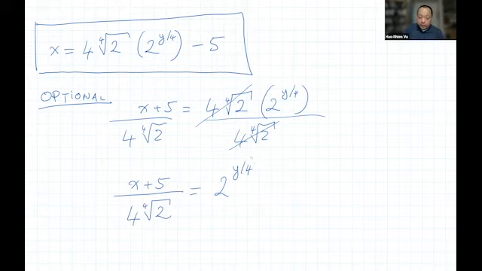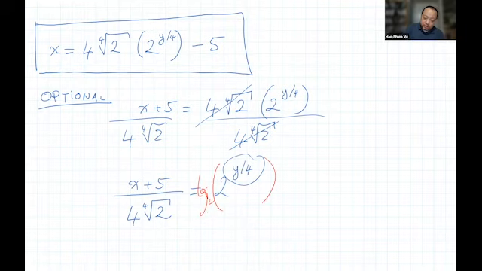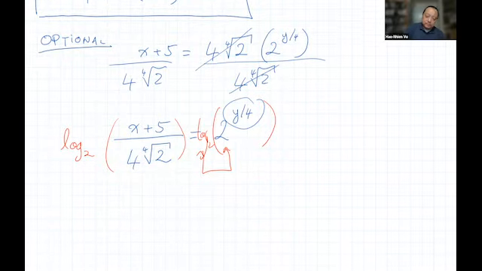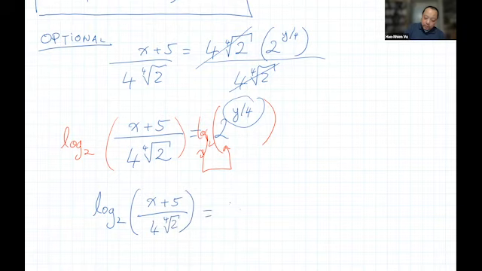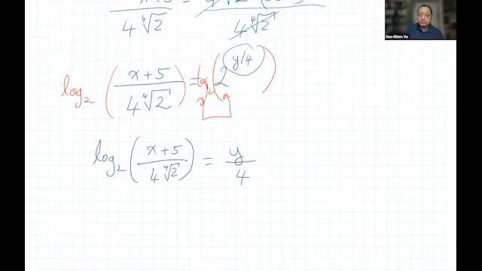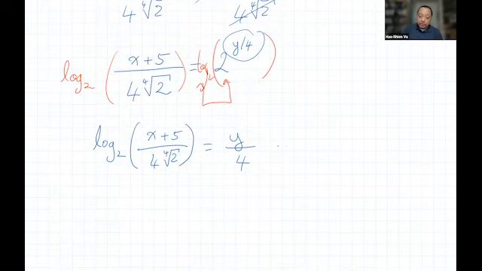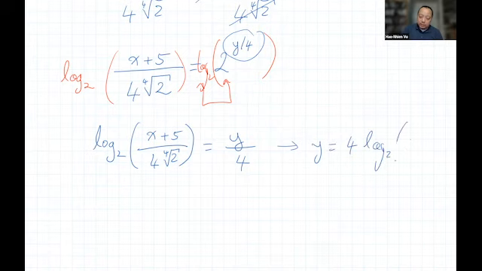All right, now to isolate this, I'm going to undo the 2 to the power by taking log base 2 of both sides. So if I have log base 2 here, then the log base 2 and the 2 to the power will cancel. And on this side, also log base 2. Log base 2 is equal to y over 4. And at this point, I can multiply both sides by 4, and I get y equals 4 times log base 2 of all of this.